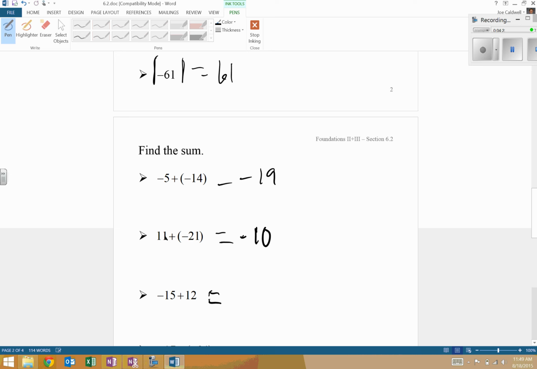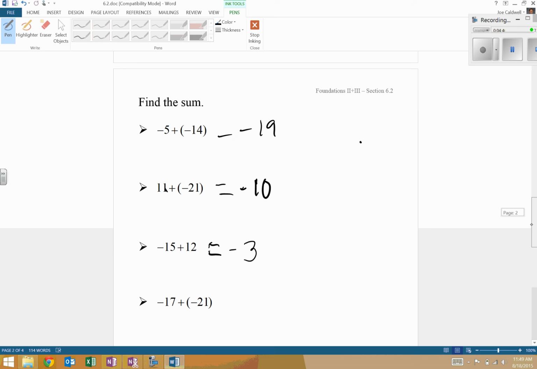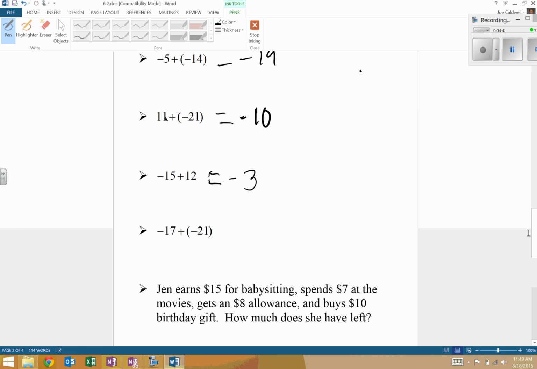Negative 15 plus 12. Signs are different. We find the difference, give the sign at the end. Negative 3. Signs are the same, add them up, 38, but they're both negative, so my answer is going to be negative 38.